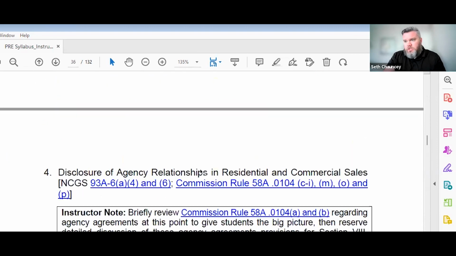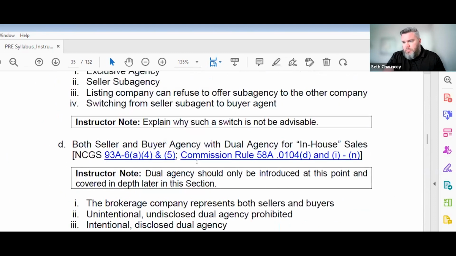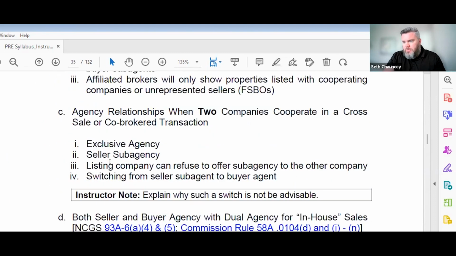And so to help you with that question that we were just talking about, remember, I already showed you this, but I want to remind you. Agency relationships when two companies cooperate in a cross sale or co-broker transaction, meaning ABC, XYZ, Keller Williams, Coldwell Banker. Agency can never rise. And what does it say right there? Seller sub-agency. And it talks about switching from a seller sub-agent to a buyer's agent. That question is wrong. Seller sub-agency can happen across firms. It can. So toss that question out.